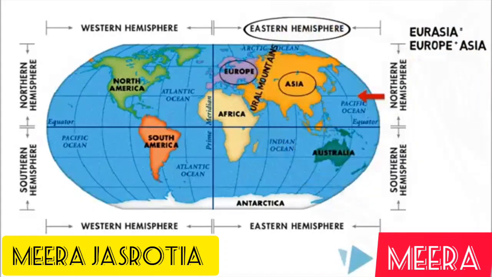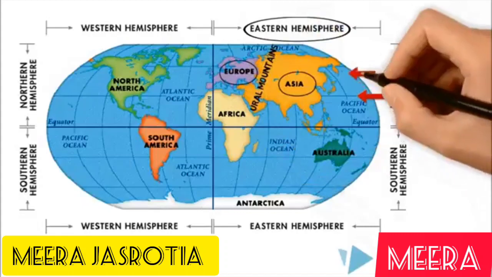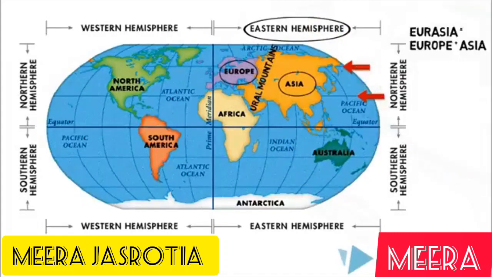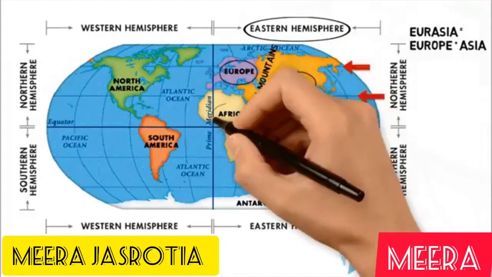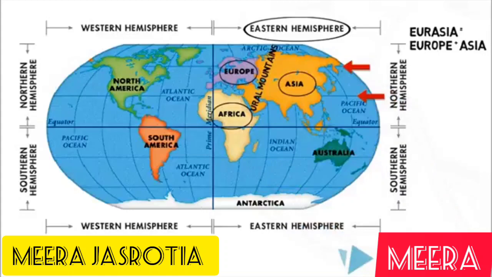Europe is much smaller than Asia. The continent lies to the west of Asia. The Arctic Circle passes through it. It is bound by water bodies on 3 sides. Africa is the second largest continent after Asia.